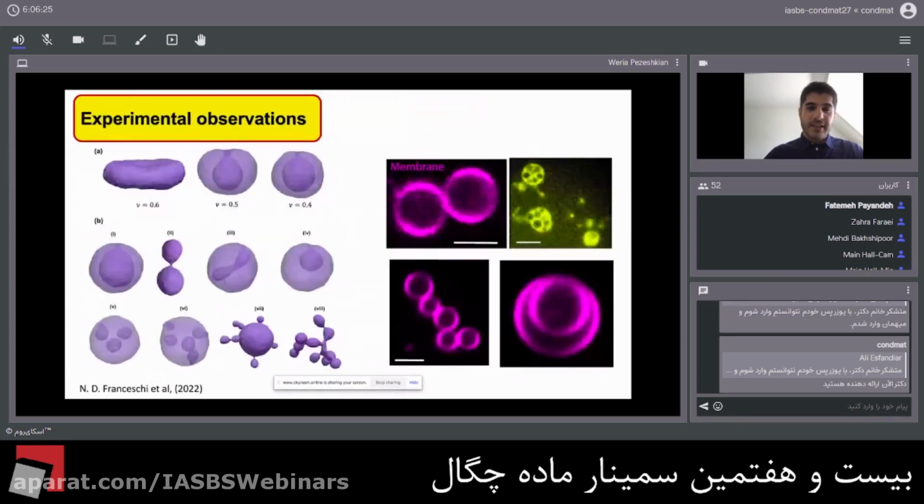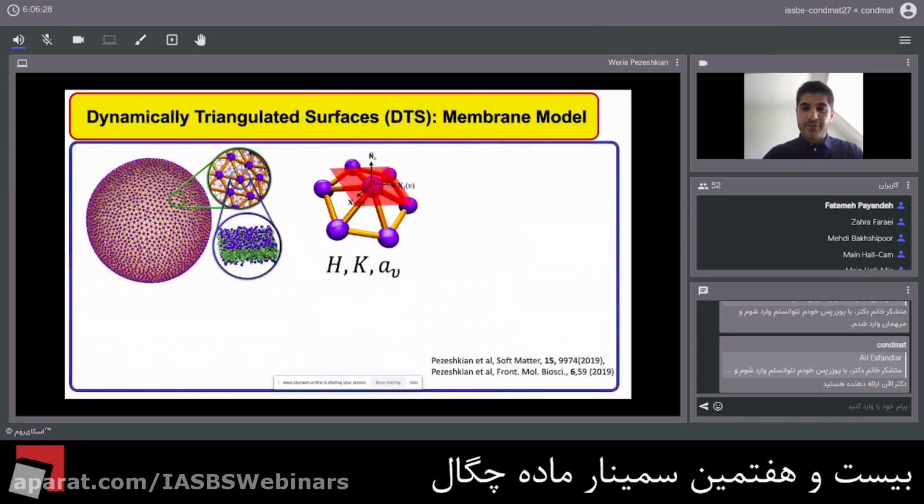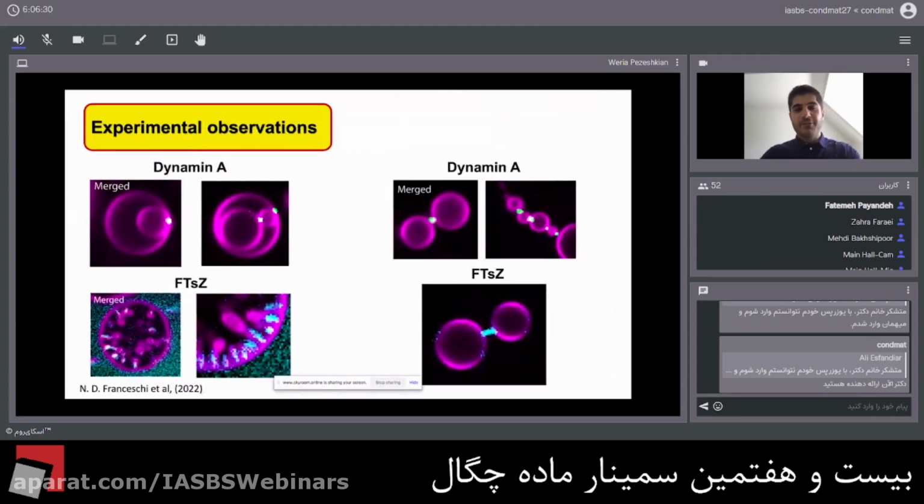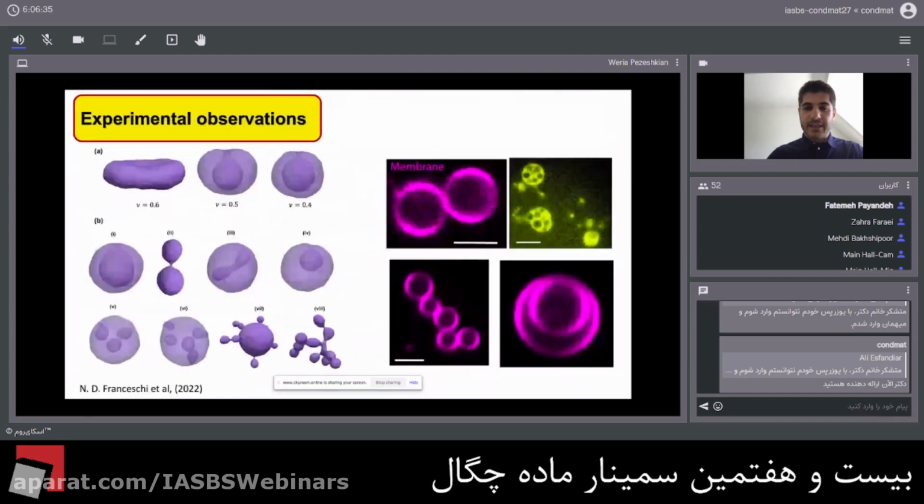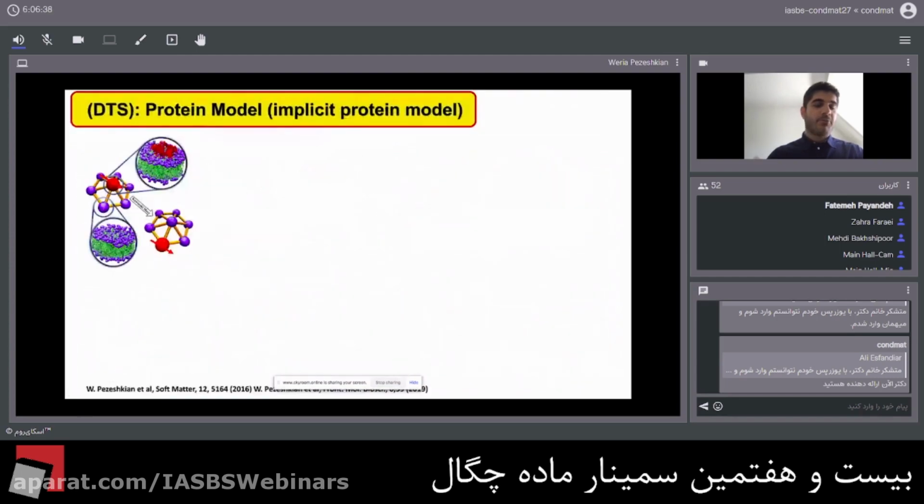So, okay, and then let's go just to show you next. Next is to have a look and see how this protein actually localizes at the membrane neck. And for this, we have to make a protein model for this dynamically triangulated surfaces simulation. A protein is modeled as an inclusion, or a vector, on a vertex that can jump from one vertex to another. And it also has an in-plane orientation, so in the plane of the vertex, it can rotate.